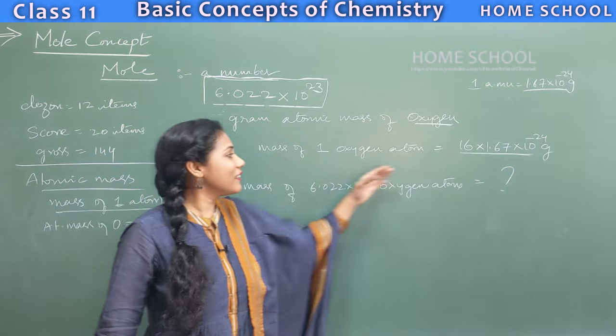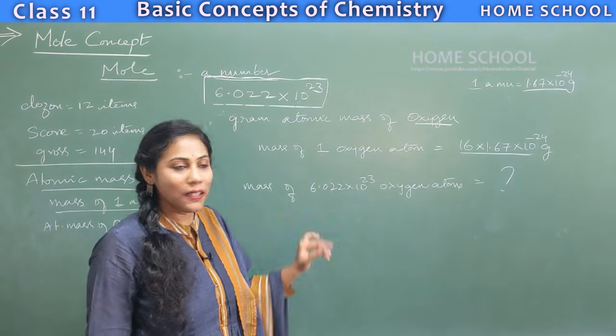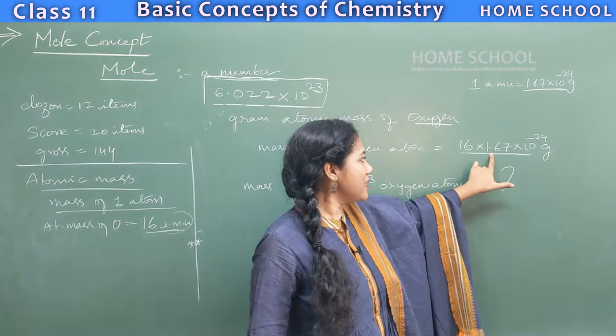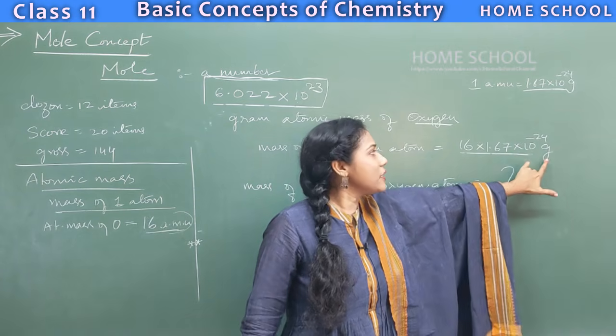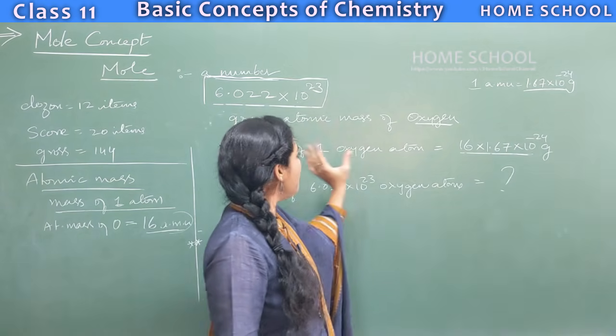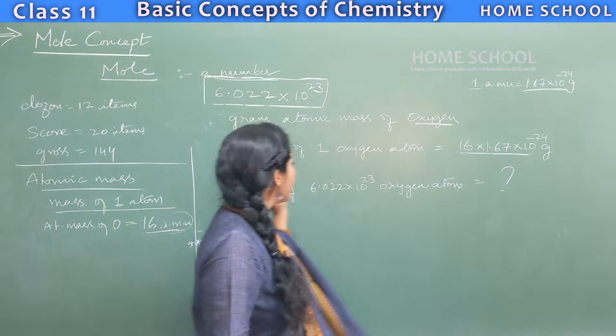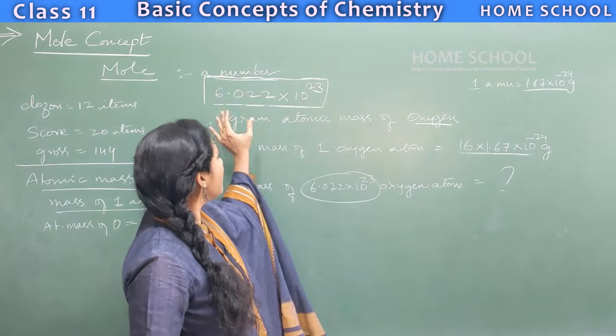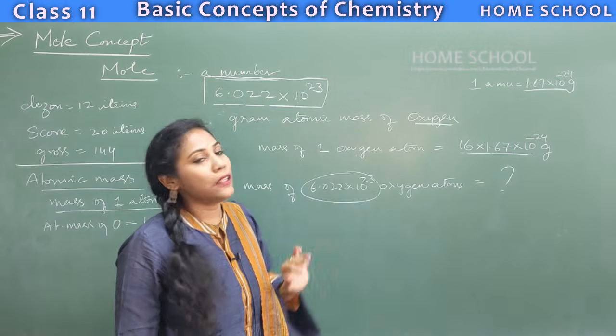That's it. You have to do a cross multiplication here. We know mass of one oxygen atom is 16 AMU. AMU means 1.67 into 10 power minus 24 grams. So mass of one atom is this much. So mass of these many atoms is how much? Okay. So that is what we mean by gram atomic mass.